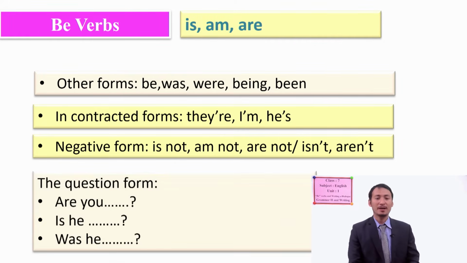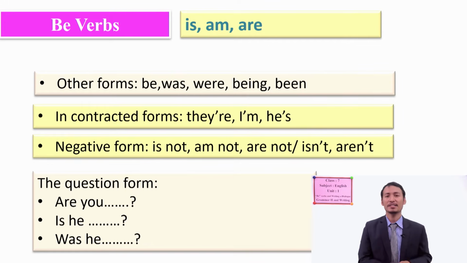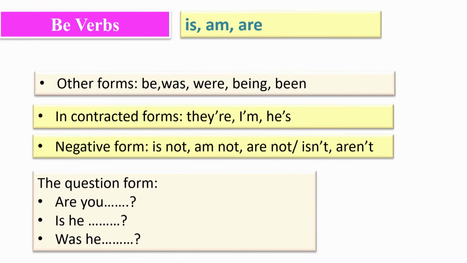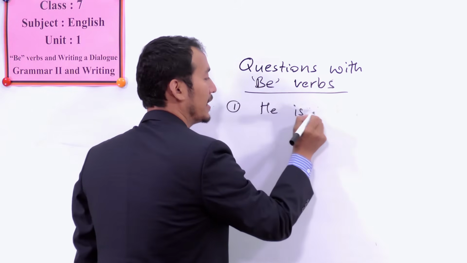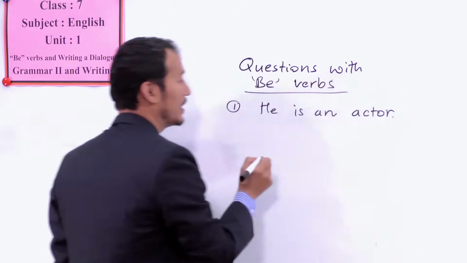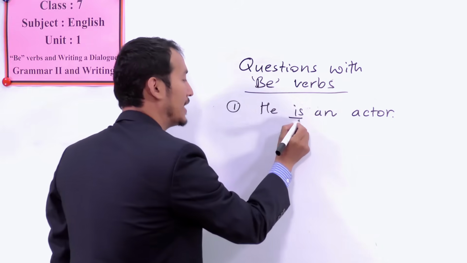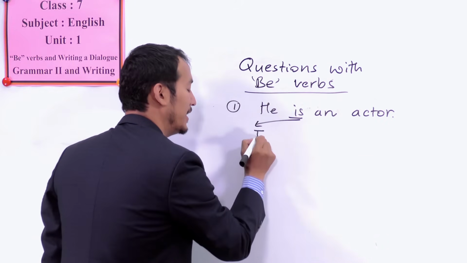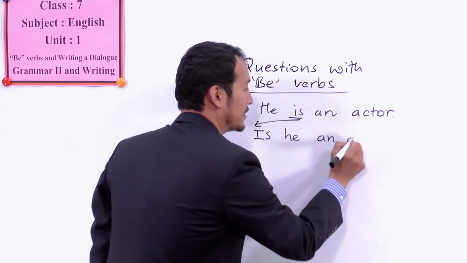Okay, now let's talk about the forms of the question. How do we make a question? We can make a question by moving auxiliary verbs is, am, are, or was, were to the beginning of the sentence. Let me give you an example here. For example, he is an actor. He is an actor. We can make a question by moving this be verb, like is, to the beginning of the sentence: Is he an actor?